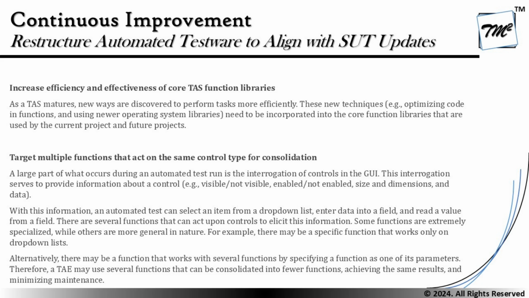Also to add here, of course, alternatively, there may be functions that work with several functions by specifying a function as one of its parameters. Therefore, a test automation engineer may use several functions that can be consolidated into fewer functions, achieve the same result, and minimize maintenance. I think that's pretty straightforward to understand, that just like the action items and methods of execution, we can talk about functions as well.